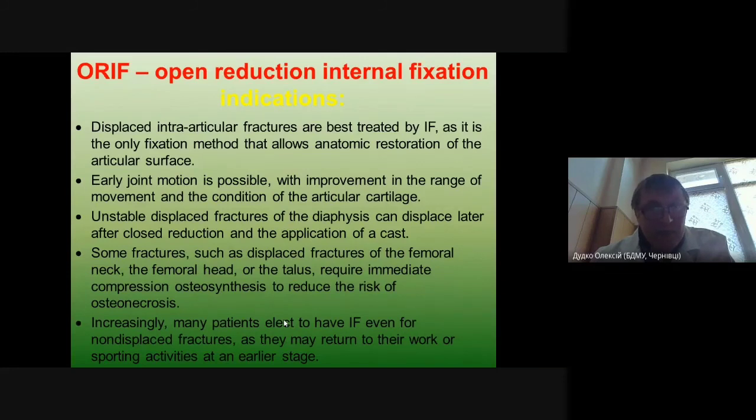Okay, we have some indications. Here we have strict indications, like intra-articular fractures which are displaced, which should be operated, and relative indications, where you can treat some fractures by surgical or maybe non-surgical ways, depending on the patient, their condition, the instruments you have, and many other things. So in many cases you can choose a surgical method as a relative indication to make rehabilitation quicker for this patient.